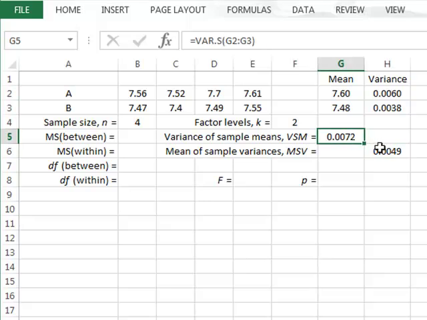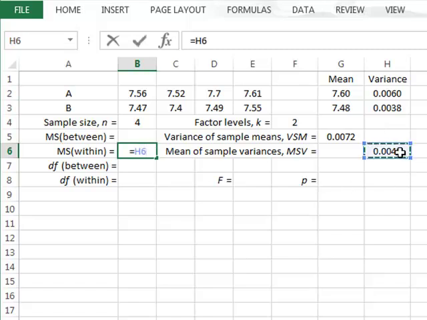We must now convert these measurements into the standard mean square values that we use in an ANOVA. First of all, the mean square within samples is just the variation within the samples and without any effect due to the difference in mean values. And so mean square within is just equal to the mean of the sample variances that we have calculated in H6.